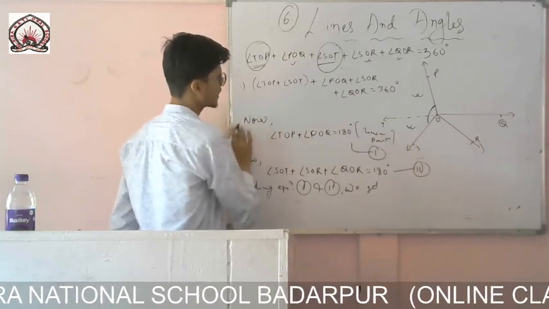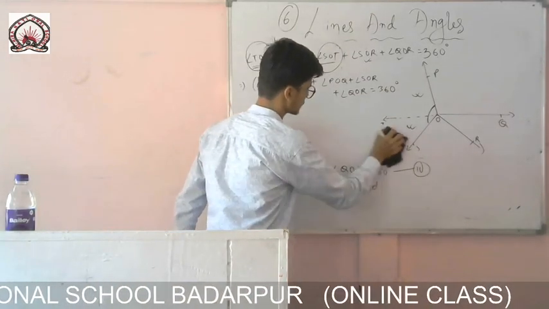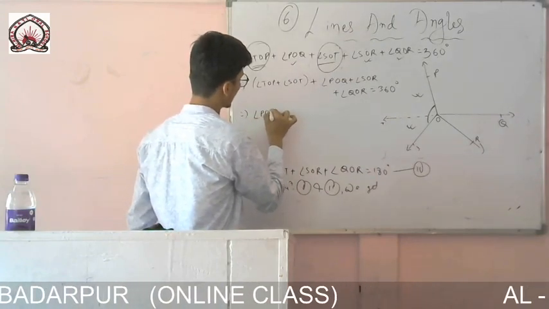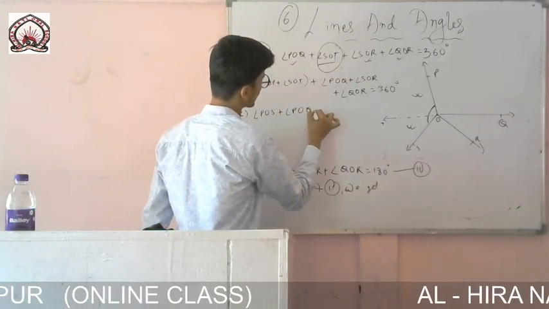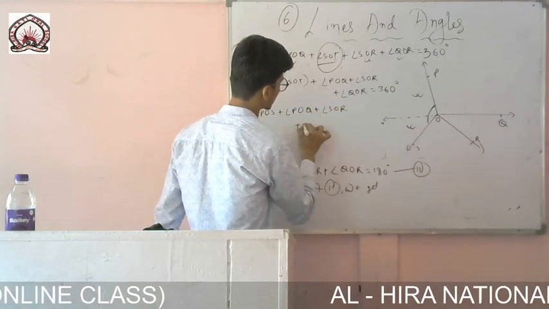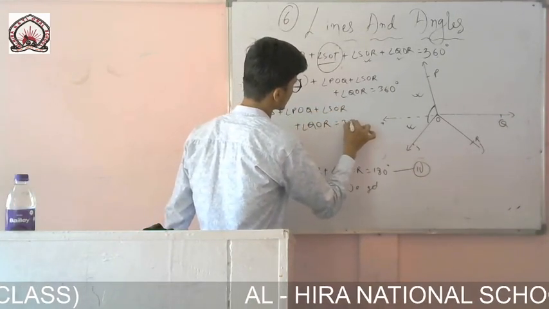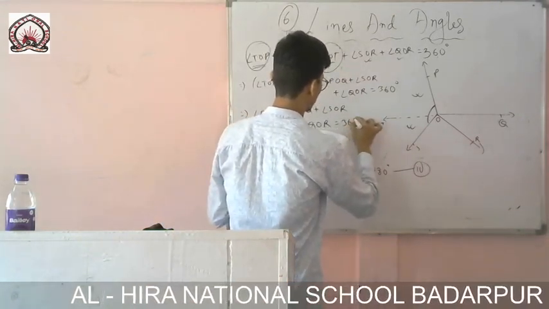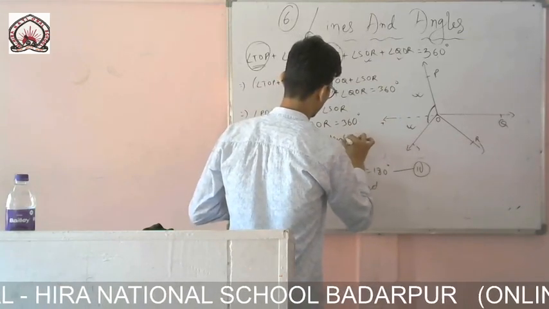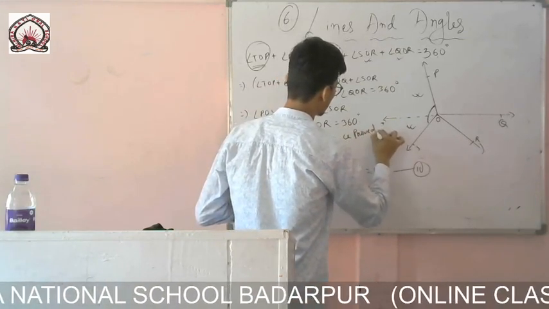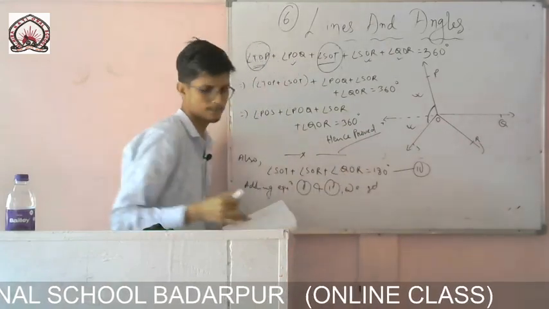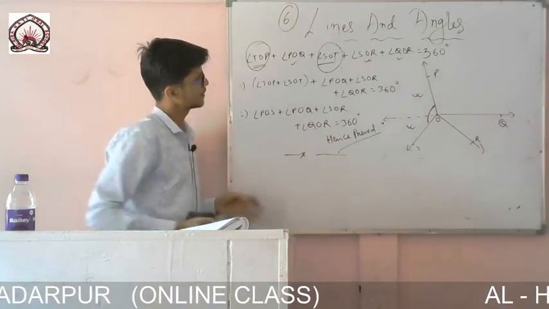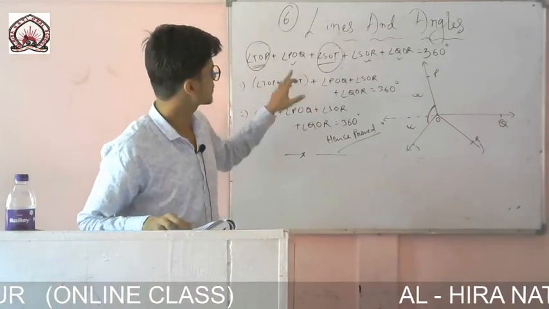So what is the measure of these two angles? It is angle POS plus angle POQ plus angle SOR plus angle QOR is equal to 360 degrees. I think you have to prove this one, no? So you write hence proved. Very easy. The example is a little lengthy, so you write it this way. I have done the whole one myself so that you can write it nicely.